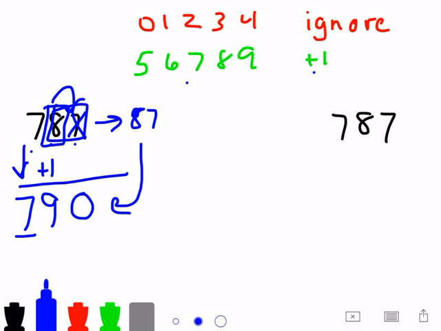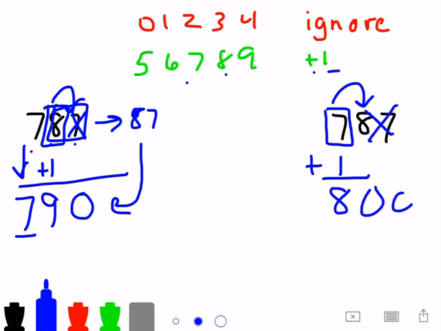Now let's look at this number again, but this time we're going to round to the nearest 100. And this 7 right here is in the hundreds place. So I'm going to look right next door. Again, the number right next door is a number that tells us to add 1. So I'm going to add 1 to the 7 in the hundreds place, which makes it an 8. Everything to the right becomes a 0.